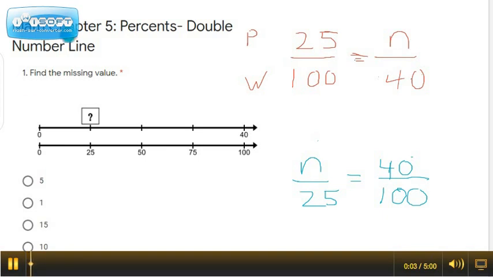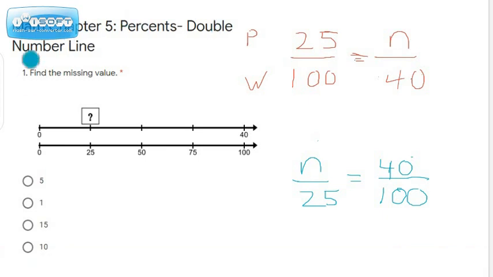We're taking a look at Chapter 5, Percents, doubled number line, and we're looking at question number 1. The way we should be thinking of these number lines is that the bottom part would be the percent, because see how it's out of 100? And the top bar or line would be the number. So the way we should set this up is we should think about parts and wholes.